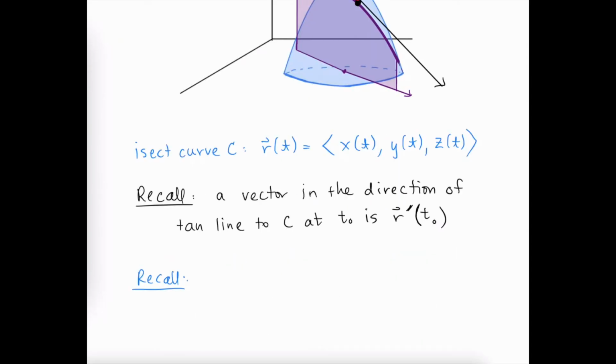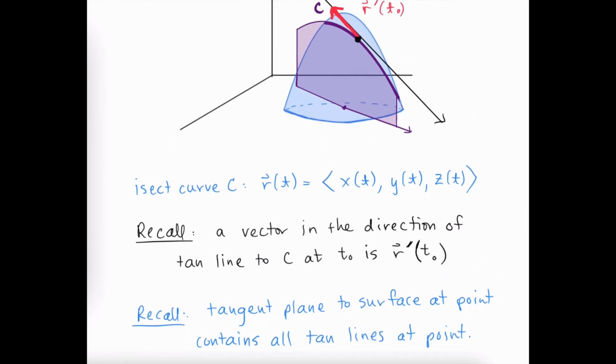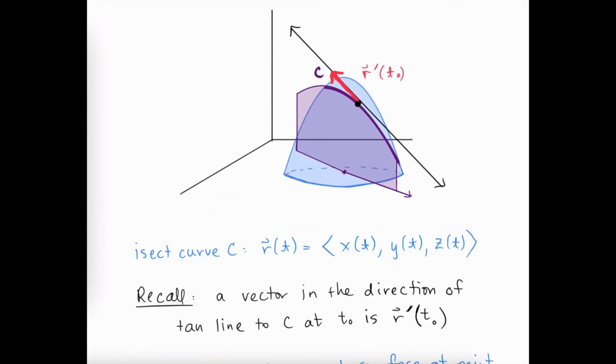Let's also recall that the tangent plane to the surface at our point will contain all of the tangent lines at our point. Not just this one tangent line that we have, but all of them. So certainly our tangent line is contained in the tangent plane, which means that this r prime vector is in the tangent plane.